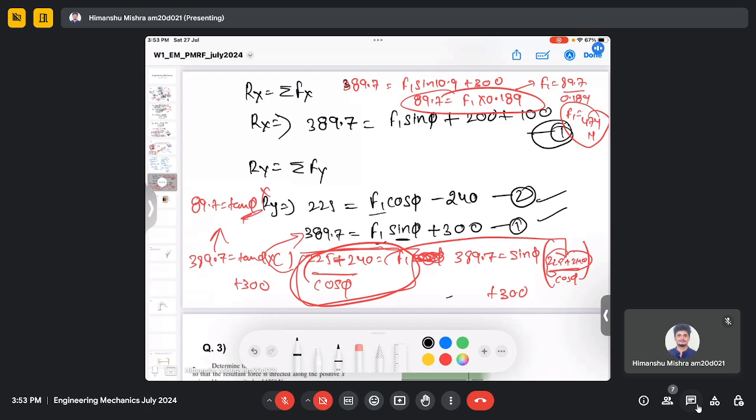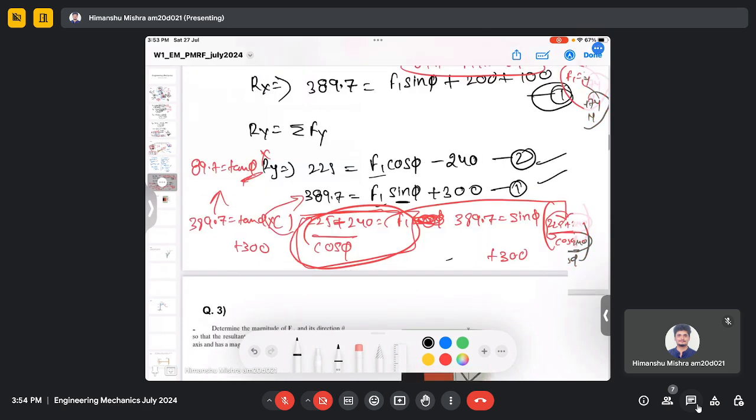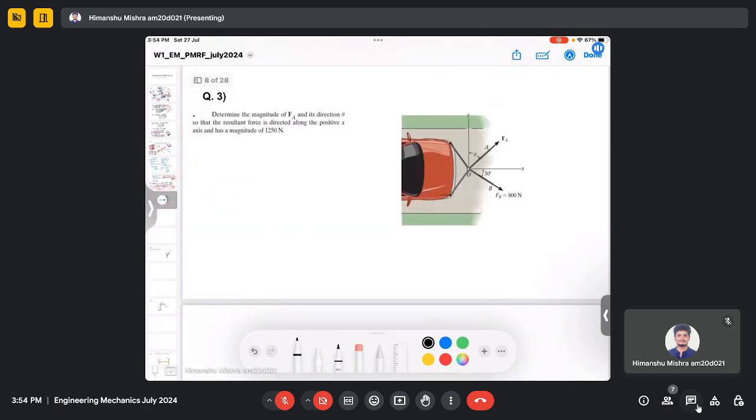So let's look at a similar problem. The next problem is very much the same. So we will be writing the components and then we will be using those components to find the unknowns.